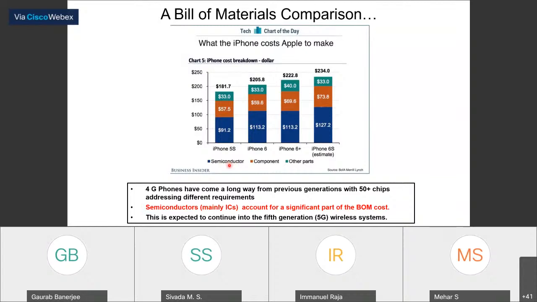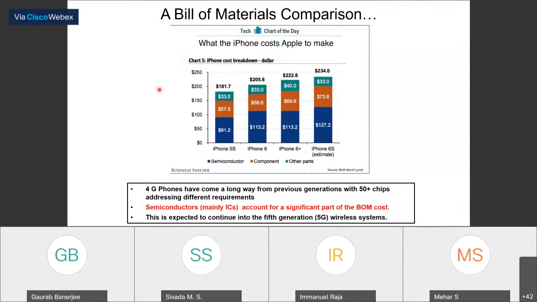This is huge, as you know, because if more than half of your bill of materials is really made up of semiconductors, then it's very important that we take good care of these chips when we fabricate them and possibly test them thoroughly before we ship them to our customers, right? If you look at previous generations, we probably had 50 plus chips addressing different requirements. Unfortunately, today we still cannot move to the three chips that I showed you, one for RF, one for mixed signal, and one for digital. We also need the PAs and memory chips and all these things, but the count has significantly come down.